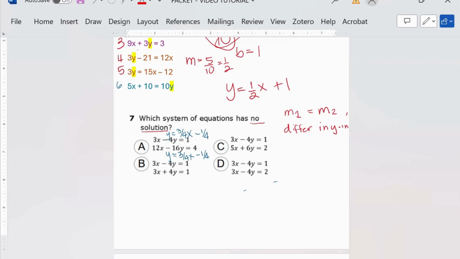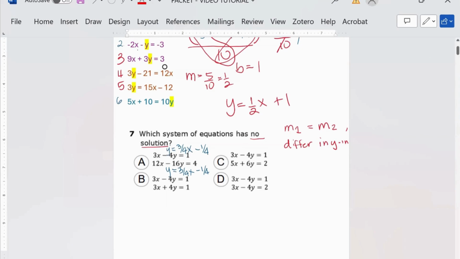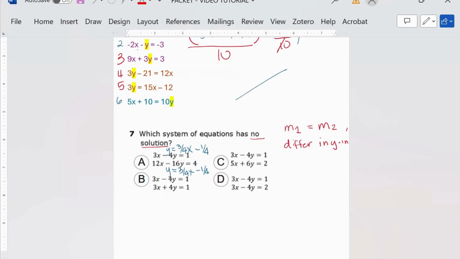Okay. Remember, I told you earlier, which system of equations has no solution? If they have the same slope but differ in y-intercept, it's no solution. So the graph of this is telling us it must look like parallel lines, but differ in y-intercept. But this time, letter A, both of them are on the same line.